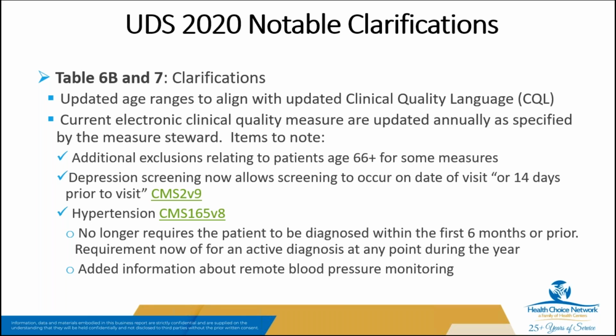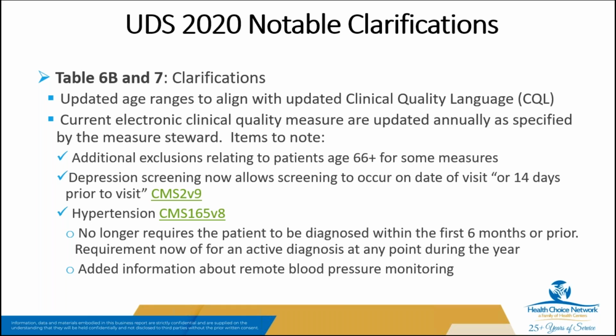because it might not be worth it, or there may not be any benefit from screening such patients. So for example, for the colorectal cancer screening, they've added this exclusion. So if you have a patient that is 66 and over and has an advanced illness with frailty, then you could exclude them for that measure. And that has been added to a couple of the measures.